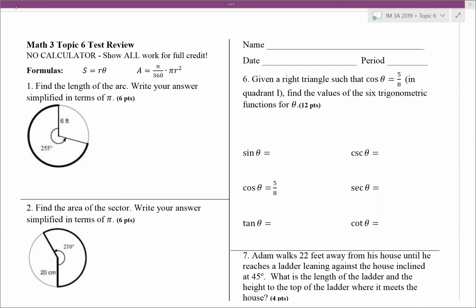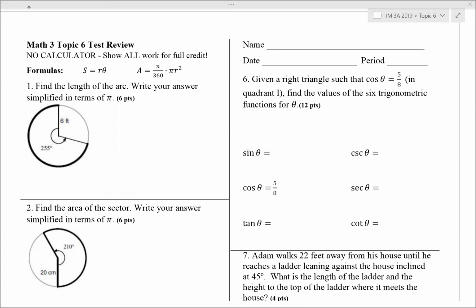So when I'm finding the length of the arc, I'm going to use the formula S equals R theta. However, remember that theta needs to be in radians. And so I have to convert the angle that's given to radians because it's given in degrees. So the radius is 6 feet, theta is 255. I'm just going to plug them each in and use the conversion factor too.